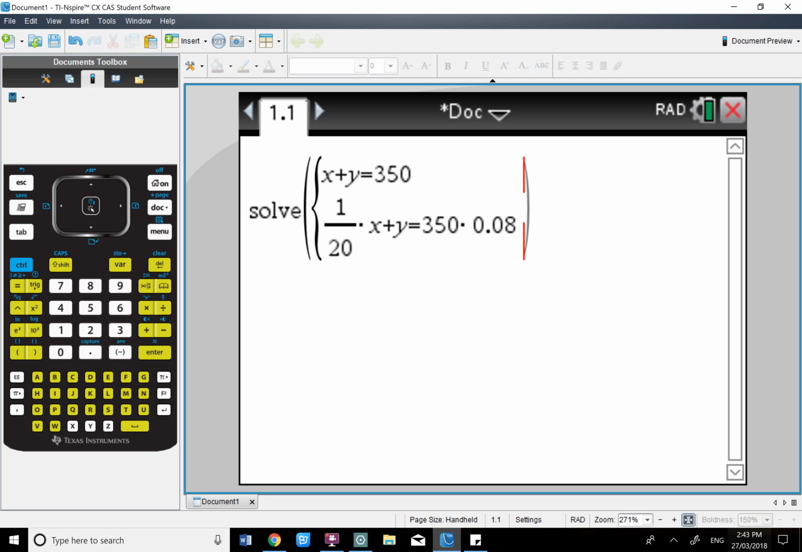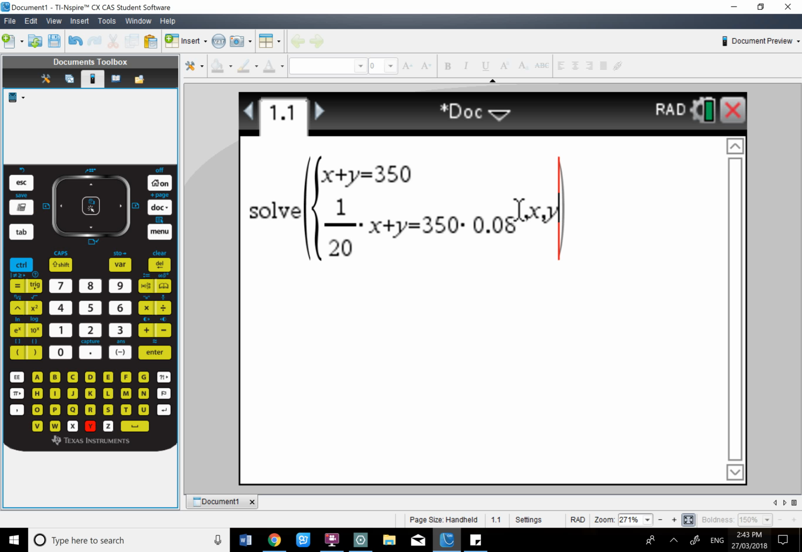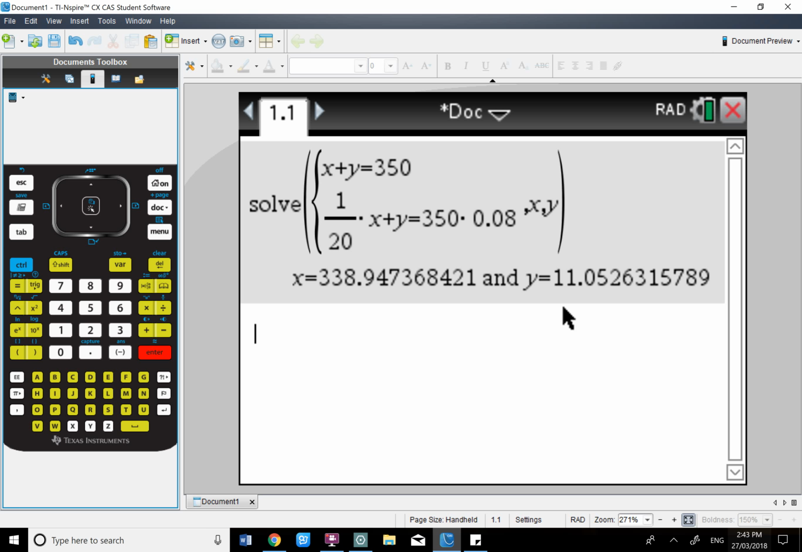After we type all the equations in, move the editing bar to the right-hand side, press comma x and comma y, because I'm trying to solve for x and y. Press enter. That's what you have. It's not an exact value, it's in decimals. How about if we want to find the exact value?